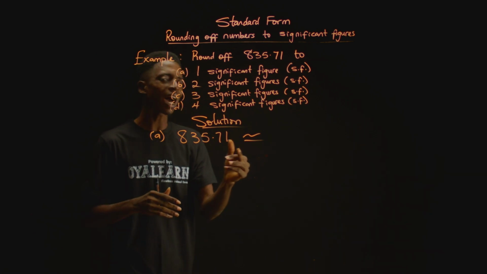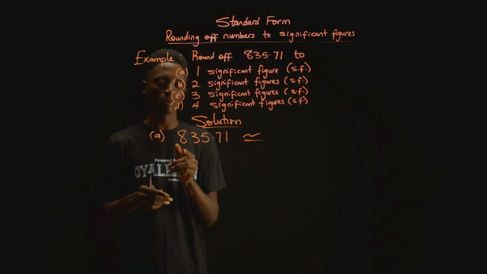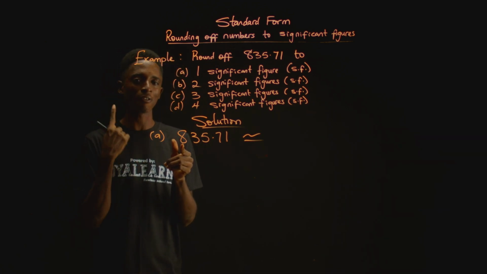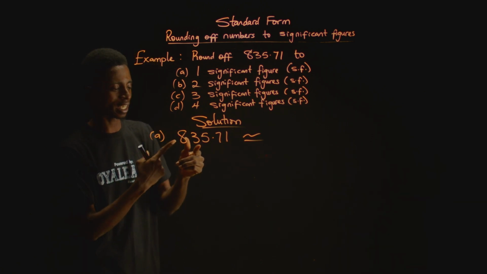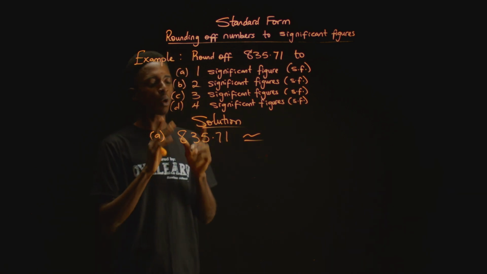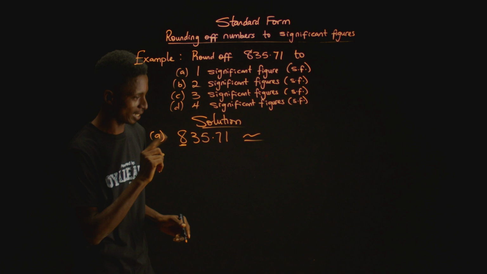As you can see here, we have only non-zero digits. So our first non-zero digit would be 8. So if we are counting to one significant figure, this would be our first significant figure. This is the second, the third, the fourth, and then fifth. So to one significant figure means we're going to focus on digit 8.